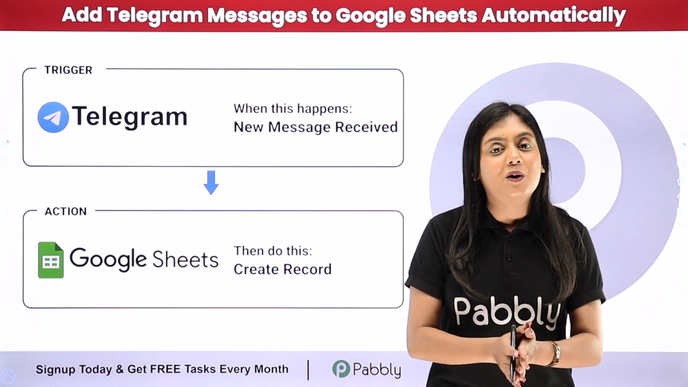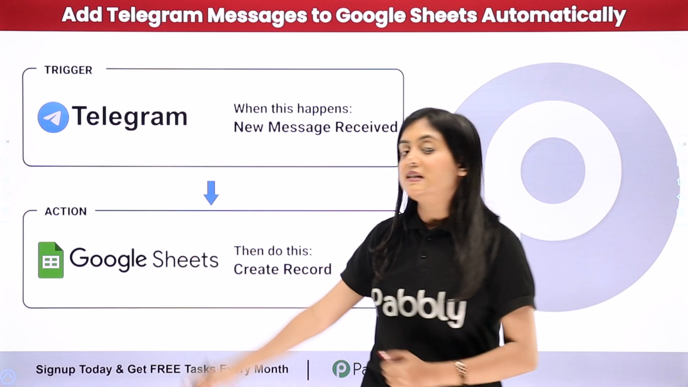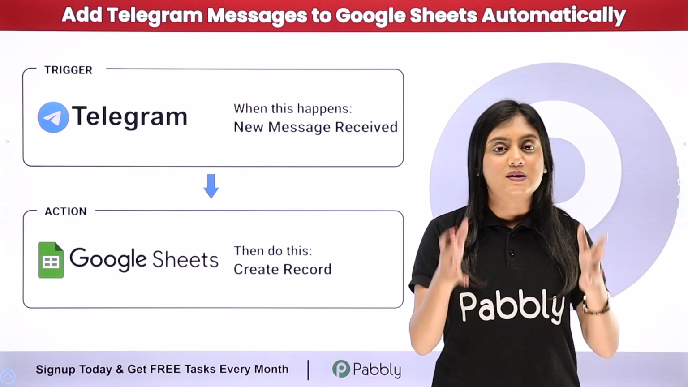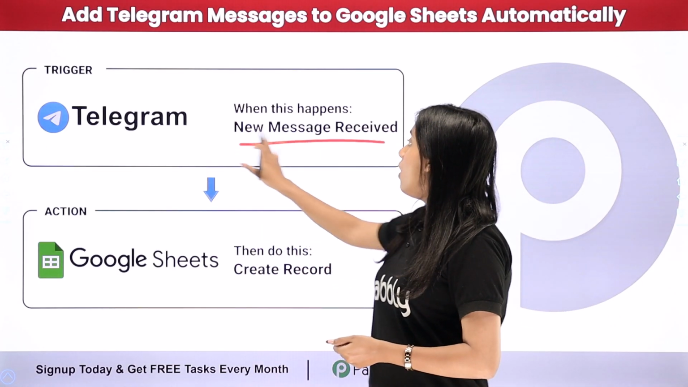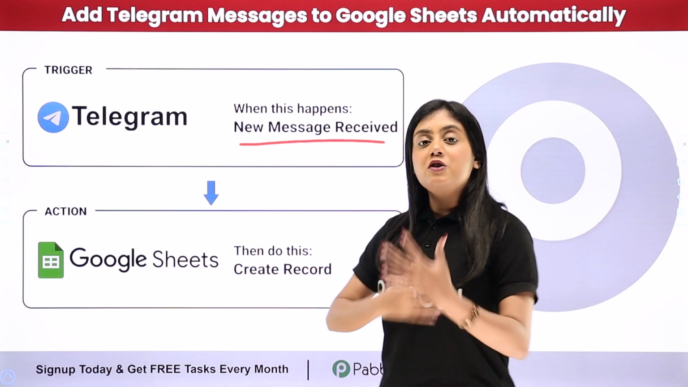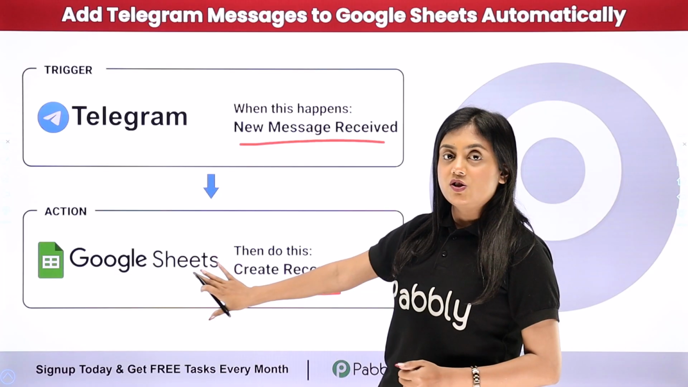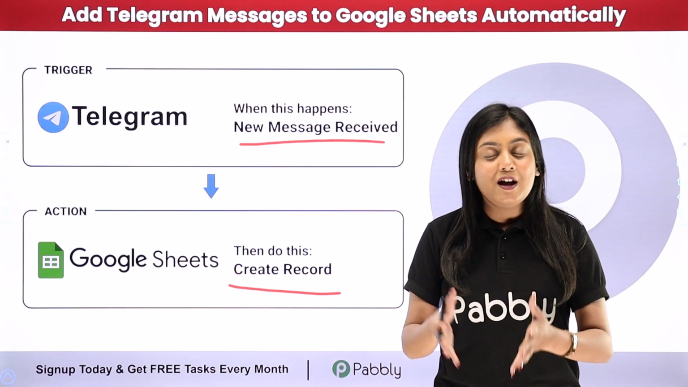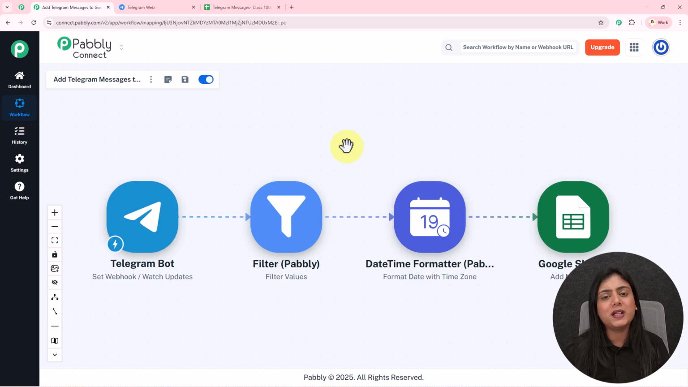So to solve the problem, I've simply built the connection between Telegram and Google Sheets, without any coding or programming skills, using Pabbly Connect. Now, whenever I receive a new message on my Telegram channel, automatically the record of that message will be created in my Google Sheets. So if you want to learn the entire setup step by step, I will take you to my screen. So welcome to my screen.